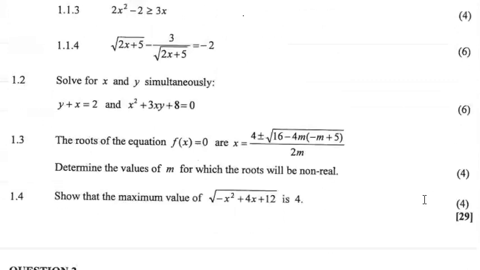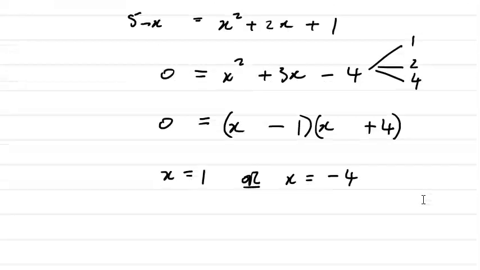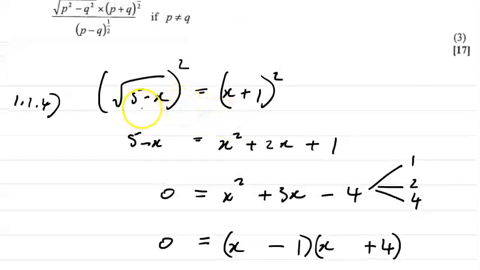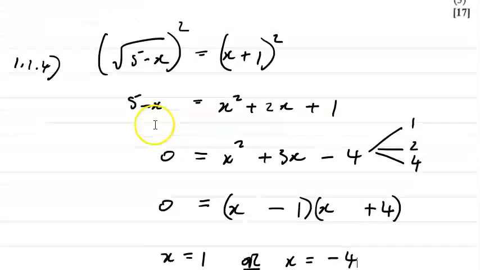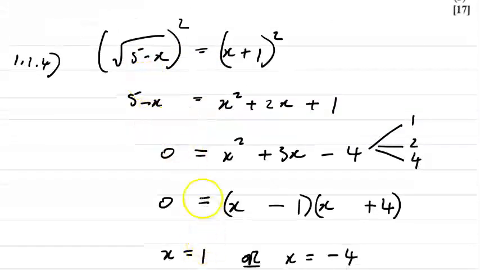So let's go and do the test. Well, we can do it right here. There we go. If I substitute 1 into my equation, 5 minus 1 is 4, square root of 4 is 2. And if I substitute into the right hand side, 1 plus 1 is 2. So the left hand side will be equal to the right hand side. So x equals 1 is a valid solution.